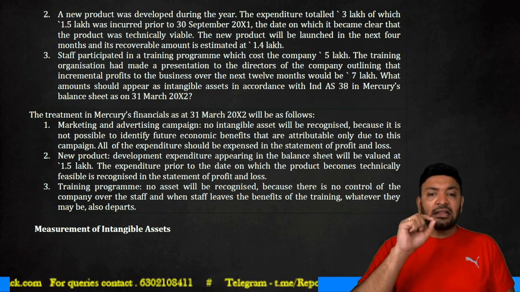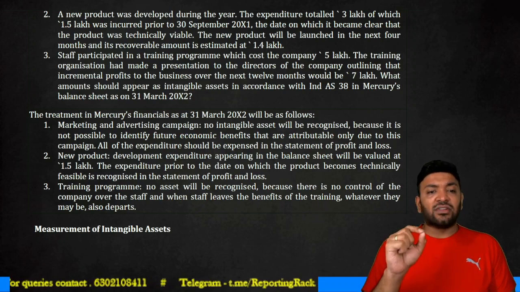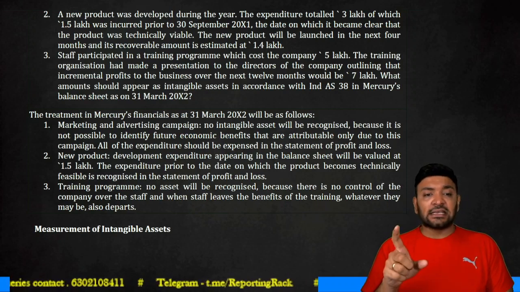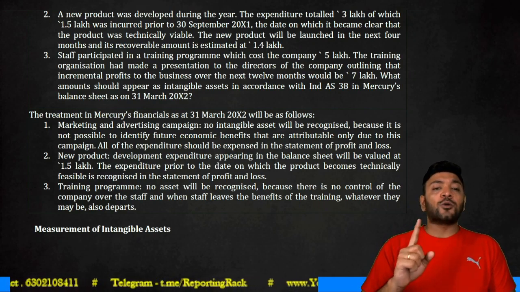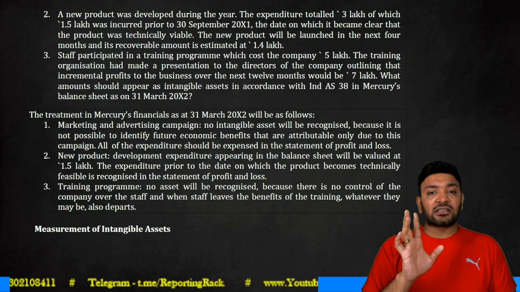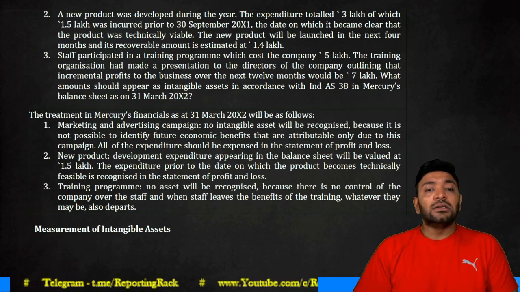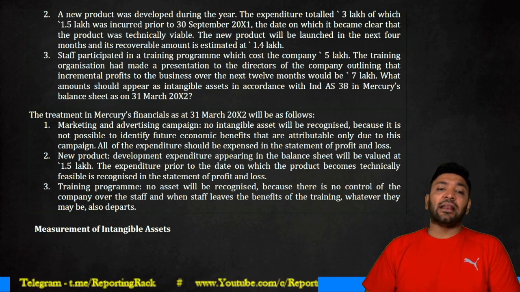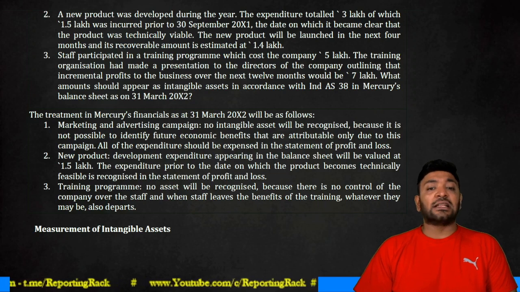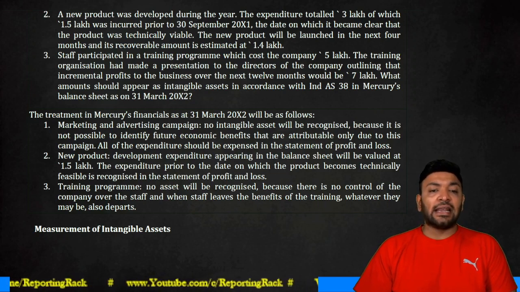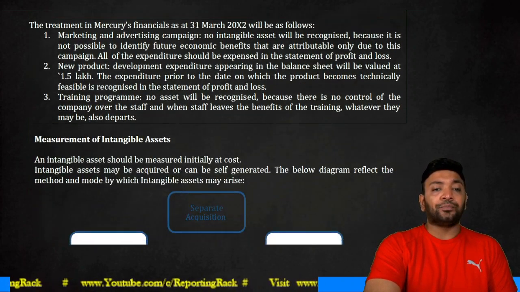You can add the answer there. Since the recoverable amount is less than the cost of the asset, so 1.4 lakhs is less than 1.5 lakhs. So the difference of 10,000 should be charged to P&L as impairment loss. Here, Ind AS 36, I will come back to that. Staff training cost, no asset can be recognized because there is no control of the company over the staff. When the staff leaves, the benefits of the training may also depart.